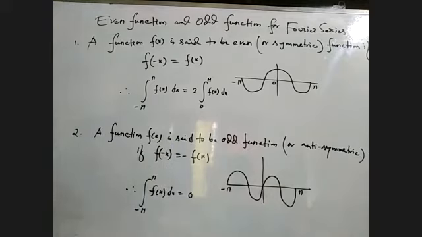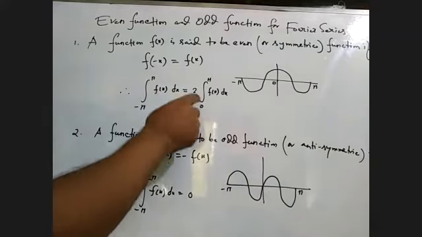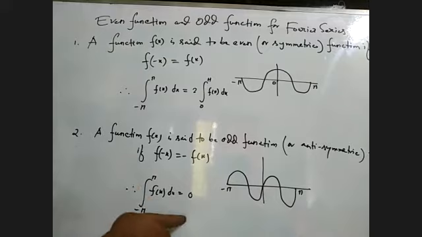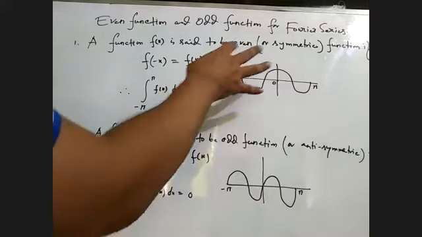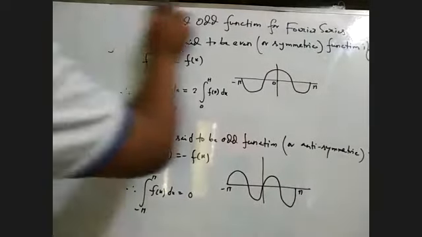So you have to remember these two concepts. For an even function, we can find the area from 0 to pi and take 2 times it, but for the odd function, this area will be 0, because this is the symmetric curve and this is the antisymmetric curve. Now the expansion of even and odd functions in the case of Fourier series.